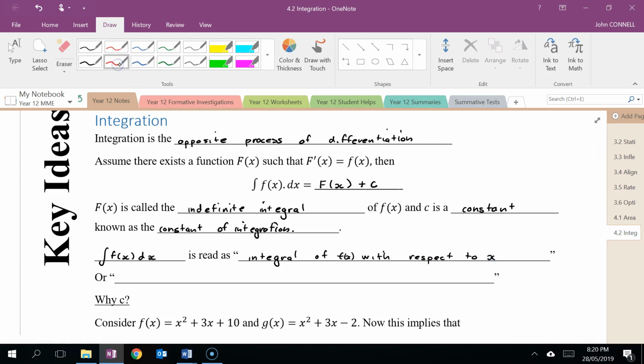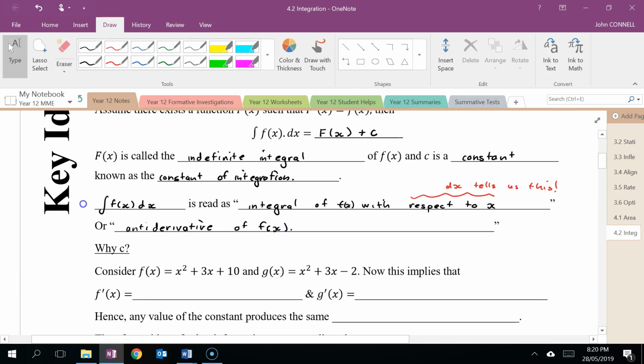And how do we know it's with respect to x? Well, that's what the dx tells us. And because it's the reverse process of differentiation, we can also think of it as the antiderivative of f of x. So why is it not just capital F of x? Why is it capital F of x plus c?